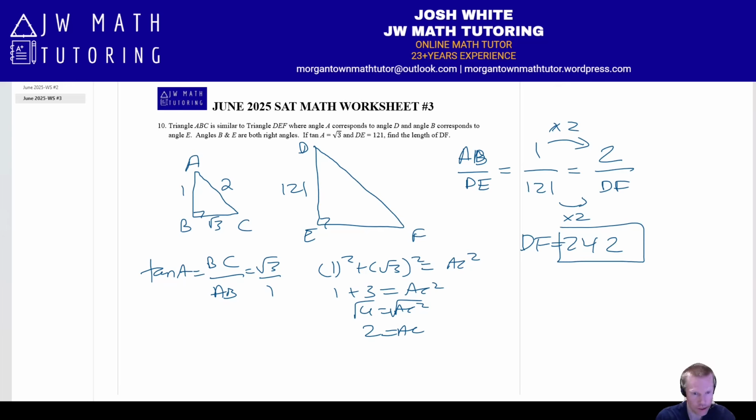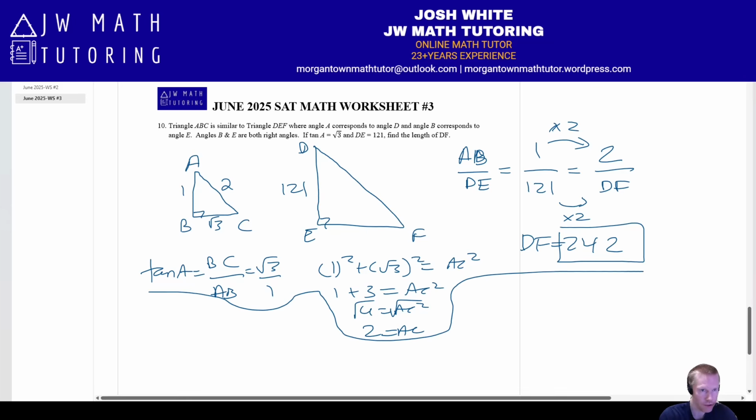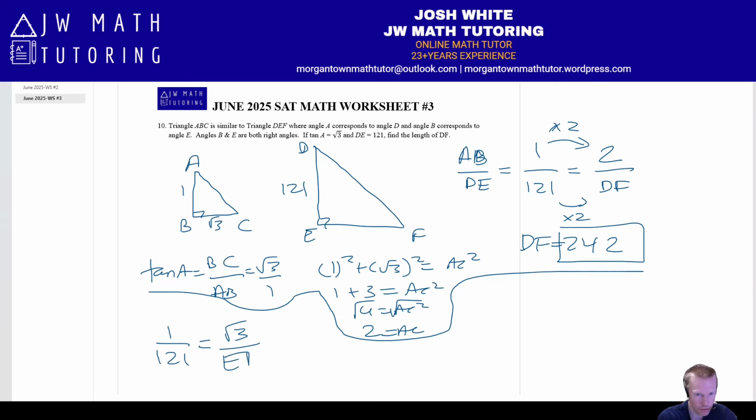An alternate way you could do this, I think this first way is the way most people do it, it's a little more straightforward, but an alternate way is you would not have to figure this out, by the way. Technically, you wouldn't have to find AC to use this method. You could set up a ratio to find EF. You could say 1 over 121 equals root 3 over EF. And that means EF is just 121 root 3. And then you could just use Pythagorean theorem to find DF.